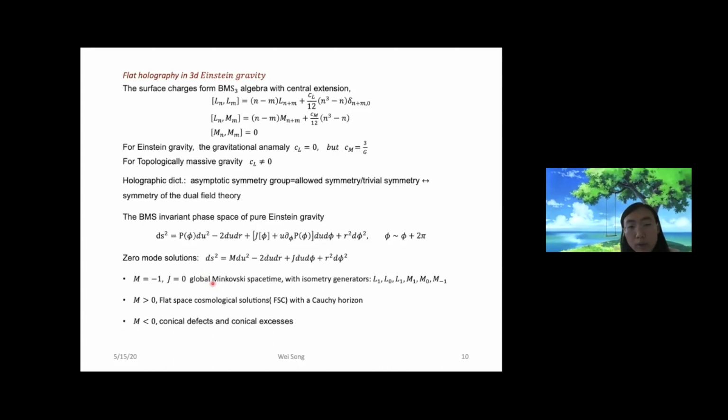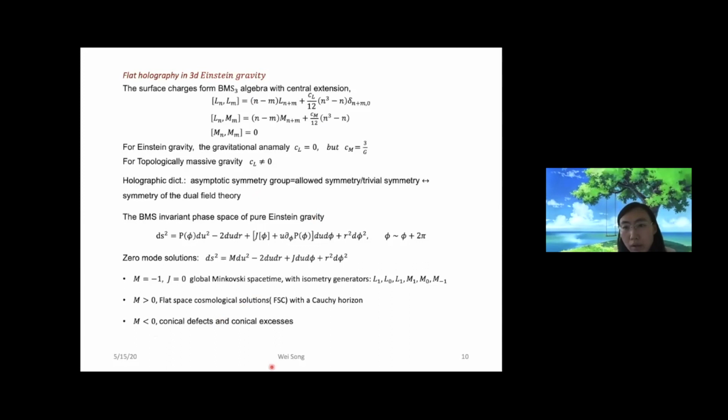In particular, we can consider the zero mode when both P phi and J phi are constant. When M equals minus one and J equals zero, that's the global Minkowski space. When M is positive, it is still locally Minkowski space, but it has a Cauchy horizon, and people call it the flat space cosmological solution. When M is negative, there will be conical defects or conical excesses. So this is roughly the bulk story.